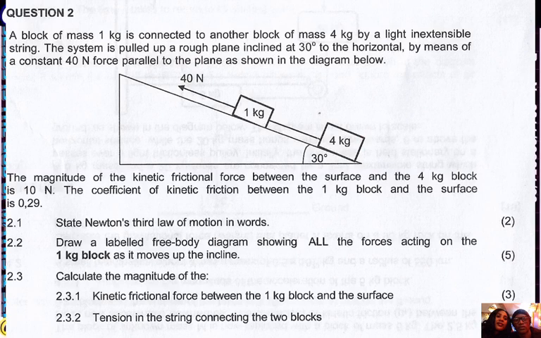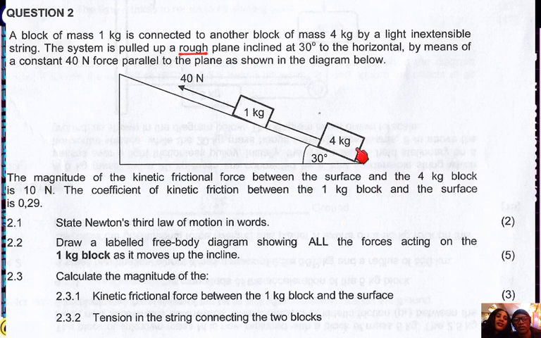That is extremely important. Once they say rough, they are telling you there's a friction. All right, a rough plane inclined at 30 degrees, there it is, to the horizontal by means of a constant 40 Newton force, which is this one, which is parallel to the plane as shown in the diagram. All right, and then they say the magnitude of the kinetic friction, like I said, they spoke about rough surface, between the surface and the 4 kilogram block is 10 Newton.